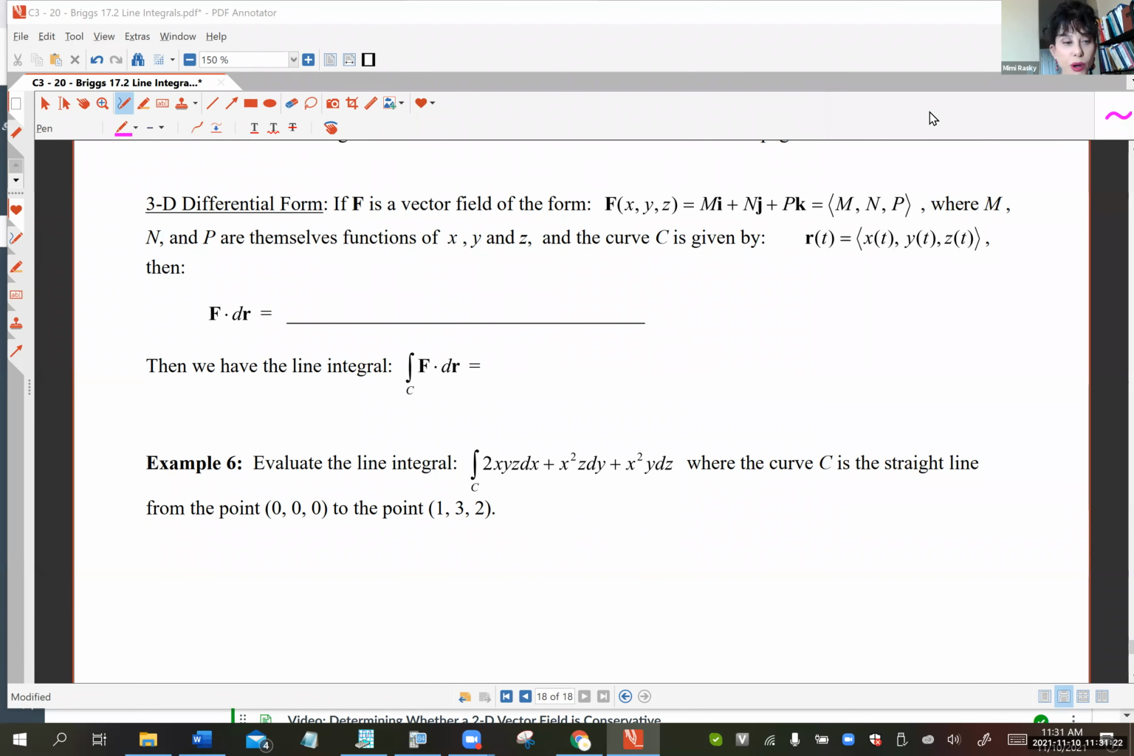Three-dimensional differential form. Oh my God, can you do that? Yes. Sure, why not? We do a lot of stuff in 3D here in Calculus 3.